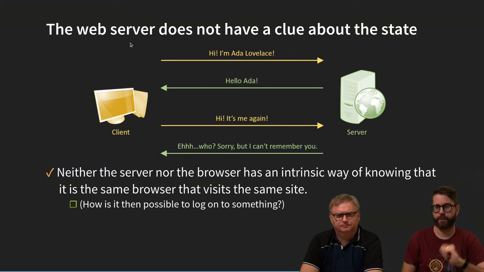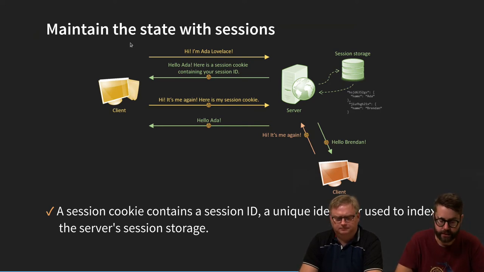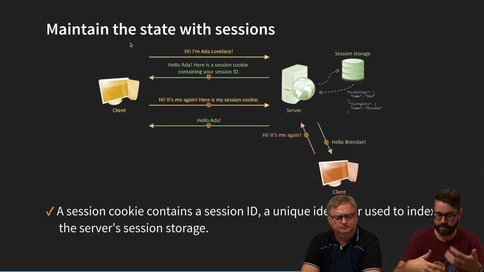So what will we do, and how can we handle this? The most common way of handling state is by using cookies. In this case, the client once again says to the server, "Hello, I'm Ada Lovelace." Instead of just responding, the server will also send a cookie back to the client containing a unique identifier for this user, something that the server has created, this session ID. The client will then store this cookie in the browser. And the next time the client makes a request to the server, the browser will automatically include the cookie for that domain in the request to the server.